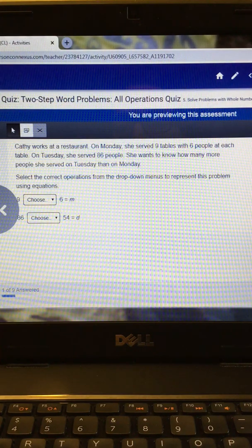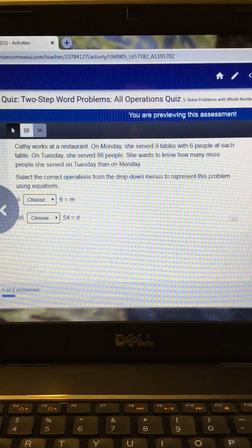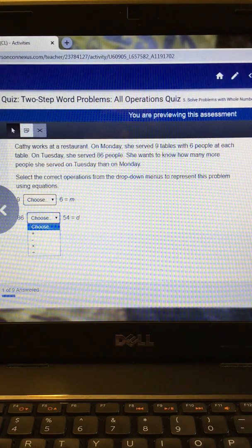Kathy works at a restaurant. On Monday, she served 9 tables with 6 people at each table. On Tuesday, she served 86 people. She wants to know how many more people she served on Tuesday than on Monday. Select the correct operations from the drop-down menu to represent this problem using equations. So her first step would be do 9 plus 6, 9 minus 6, 9 times 6, or 9 divided by 6. And then our second step would we do 86 plus 54, 86 minus 54, 86 times 54, or 86 divided by 54.